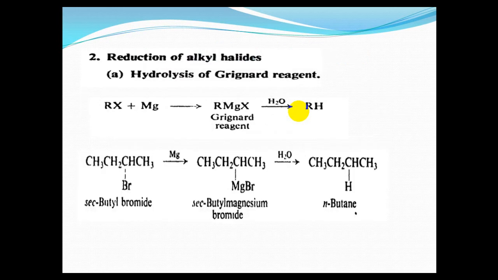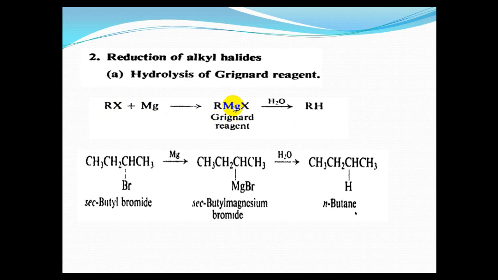The second method, reduction of alkyl halides, and this reduction can be obtained by two methods. The first, hydrolysis of Grignard reagent. The Grignard reagent can be prepared from alkyl halide with magnesium in dry ether, such as here. This is alkyl halide, magnesium, dry ether.